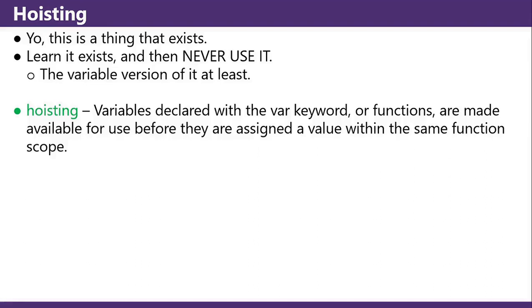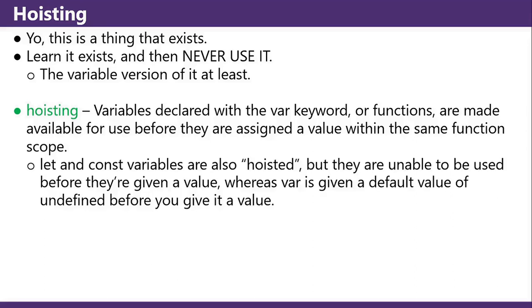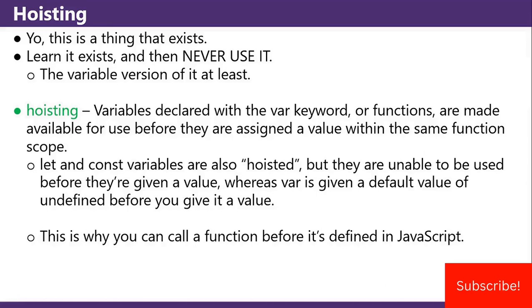Hoisting. Variables declared with the var keyword or functions are made available for use before they are assigned a value within the same function scope. Let and const variables are also hoisted, but they're unable to be used before they're given a value, whereas var is given a default value of undefined before you give it a value. This is why you can call a function before it's defined in JavaScript.